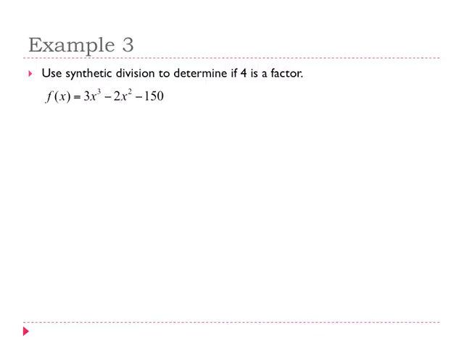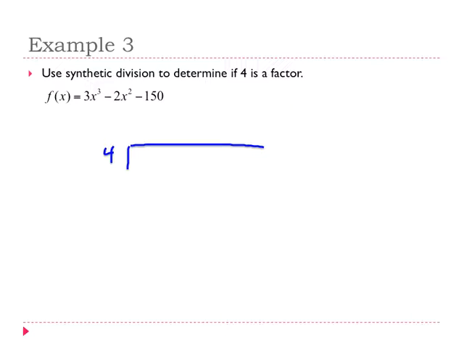Let's continue here. This says use synthetic division to determine if 4 is a factor. Well, based on what the remainder theorem just told us, if we use synthetic division and get a remainder of 0, then 4 is a factor. So let's try it. So we're going to use 4, and we're going to use synthetic division.